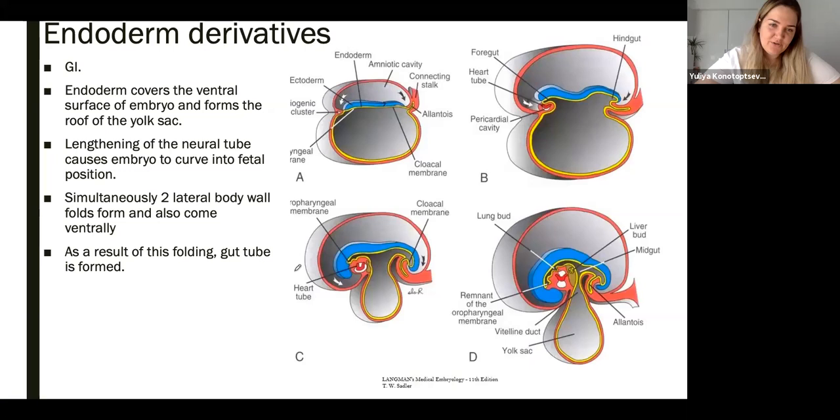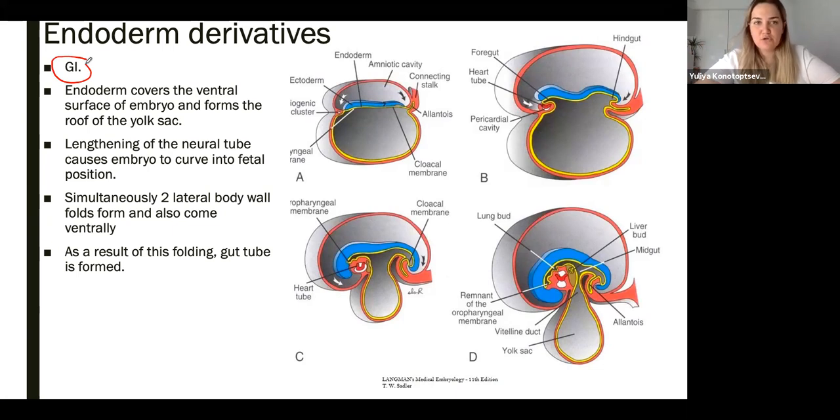Last thing, okay, bear with me. This is the last thing, the endoderm. What does endoderm give you? Organs, because it's the inner part of your embryo. The majority of the organs will come from there. But for your self-control test, the GI, gastrointestinal tract, is going to be arising from the endoderm.